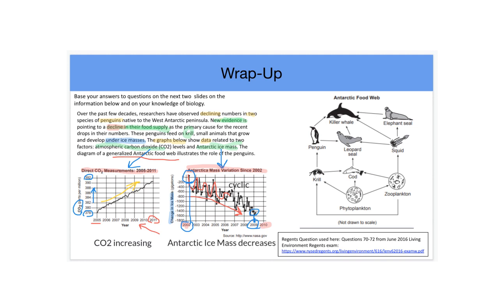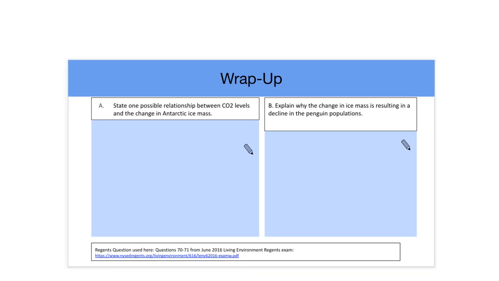All right, so finally let's look at the Antarctic food web. You can see how the main food for penguins is krill, and you can also see how krill feeds on phytoplankton and zooplankton. And so now that we understand the food web, we are ready to look at the questions.